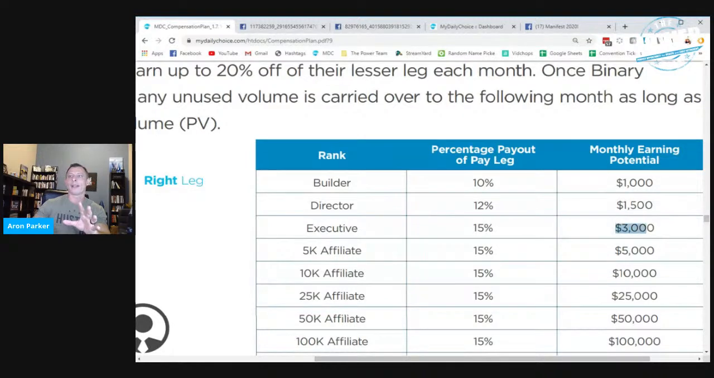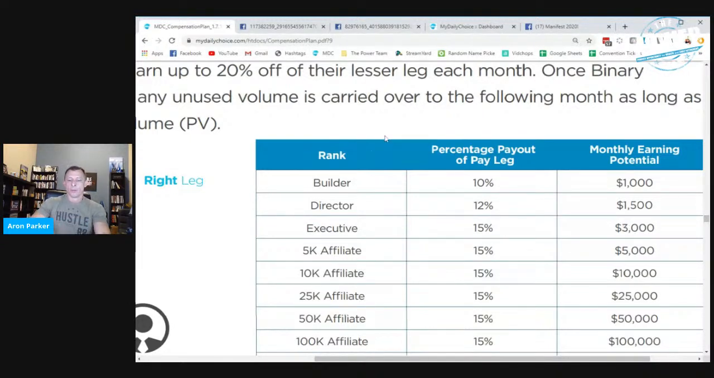But again, I want to clarify this. These numbers you see on the far right, this is the limit. This is the maximum. This is not saying that when you're an executive that you make this much. This is saying as an executive, the most that you can make in the binary is $3,000 per month. Okay? Anybody getting excited? Let's do this.